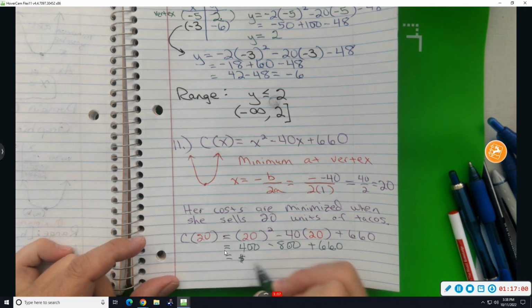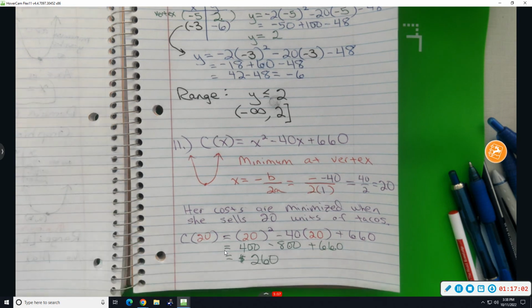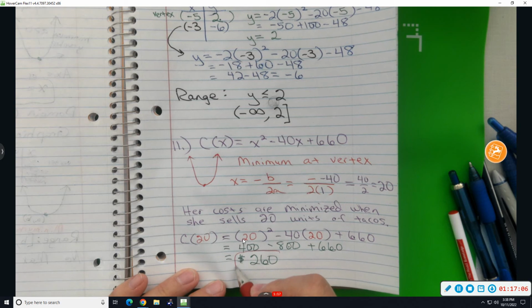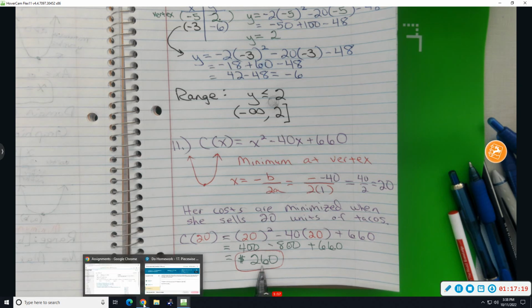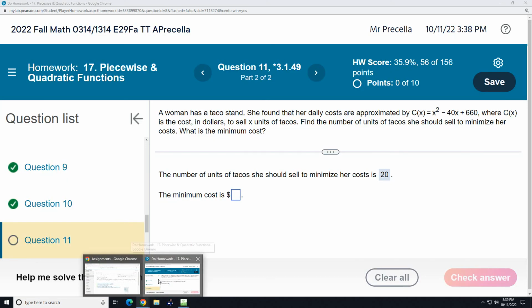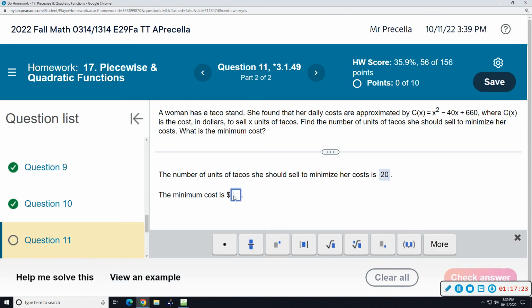It's going to cost her $260 to run her taco stand. Now that's not how much money she's making. That's how much she's spending to buy the taco supplies and pay for labor. If she has an assistant at the taco stand, that's her cost. Hopefully she's selling them at a price that's high enough to make up her cost and still give her a nice profit.